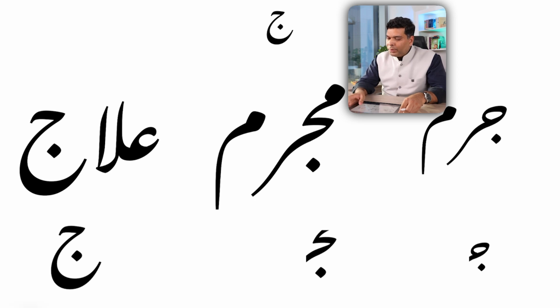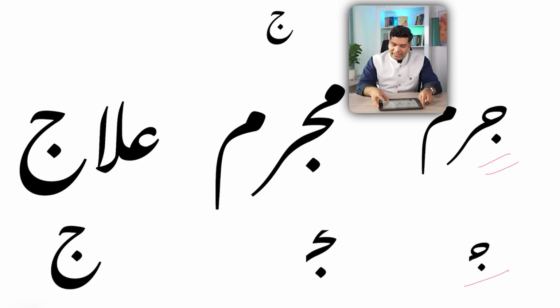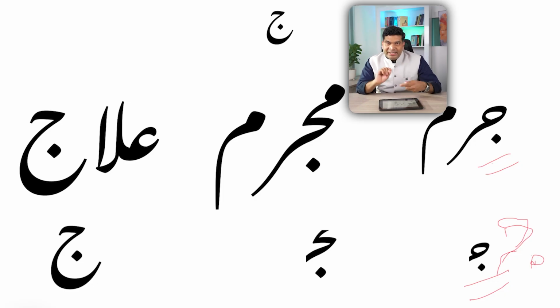We have the first one called Jurm, where the Jim is in the beginning. It truncates, and the shape is something like this. Sometimes you would write like this. Basically, if you see here, you write like this. So this maintains its head, and there is a nokta below.